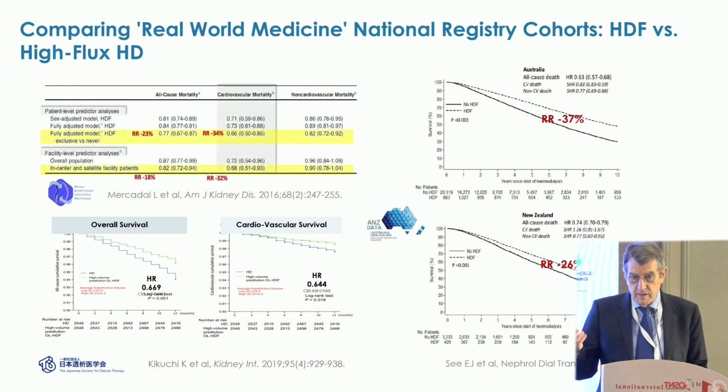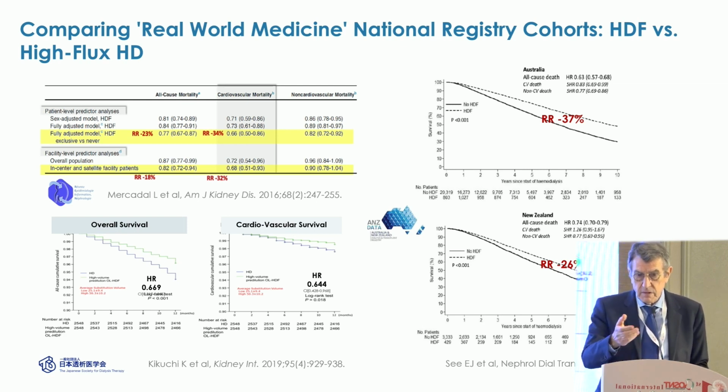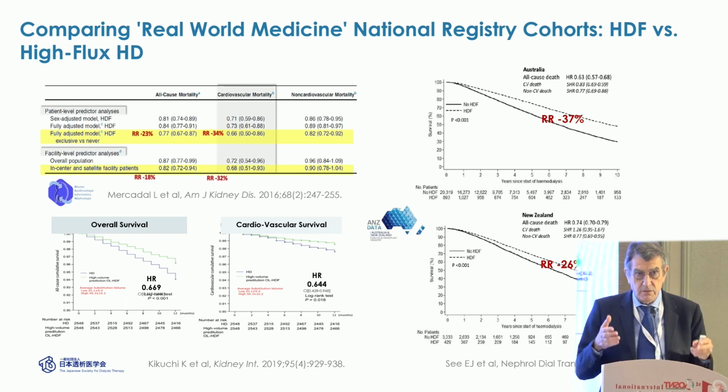At the same time, and this is coming from real-world medicine, this is not randomized, this is national registries from different countries: France, Japan, New Zealand, Australia. All the studies with a large data set of patients, up to 23,000 patients, show the same trend. All-cause mortality is reduced by 26, 37, 22%. So there is a trend to show that there is a beneficial effect.